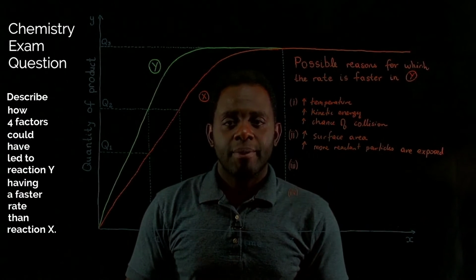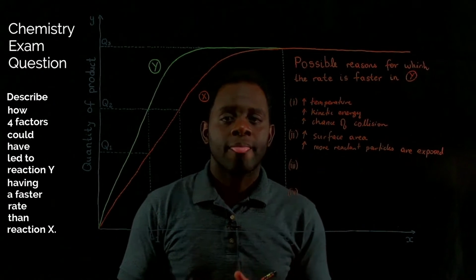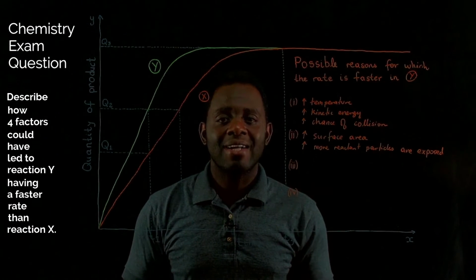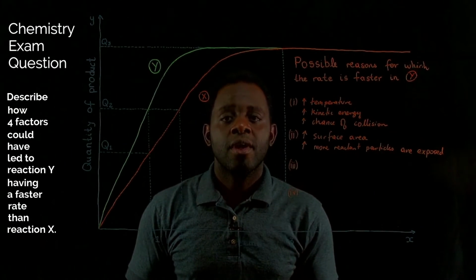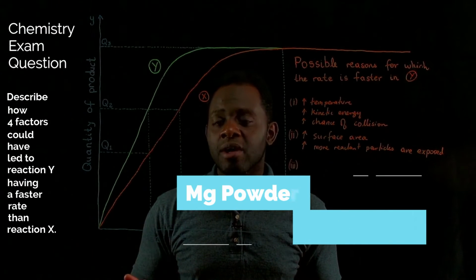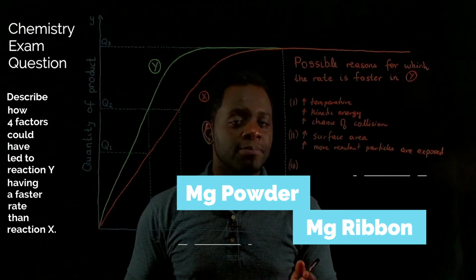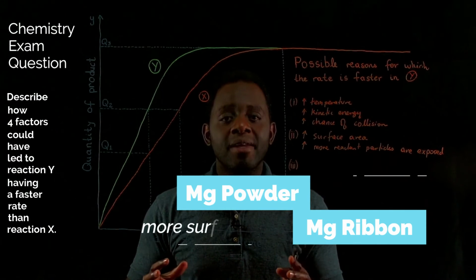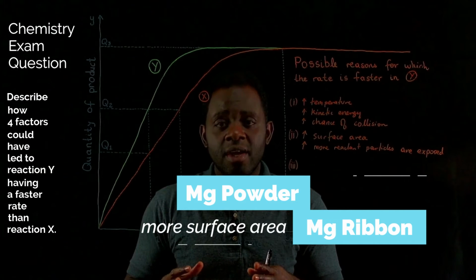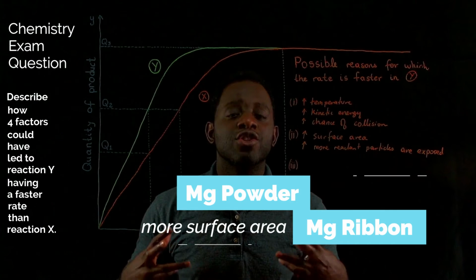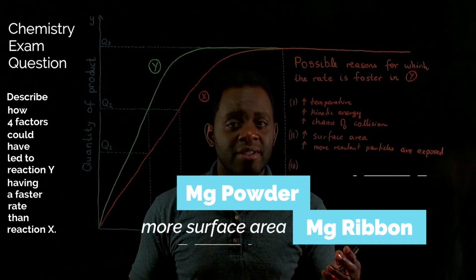And let's take an example to make this even clearer. Imagine that magnesium is one of the reactants in the reaction. We can have 2 forms of magnesium: magnesium powder or magnesium ribbon. With magnesium powder, more particles are exposed, so that increases the chance of collision and therefore increases the reaction rate.